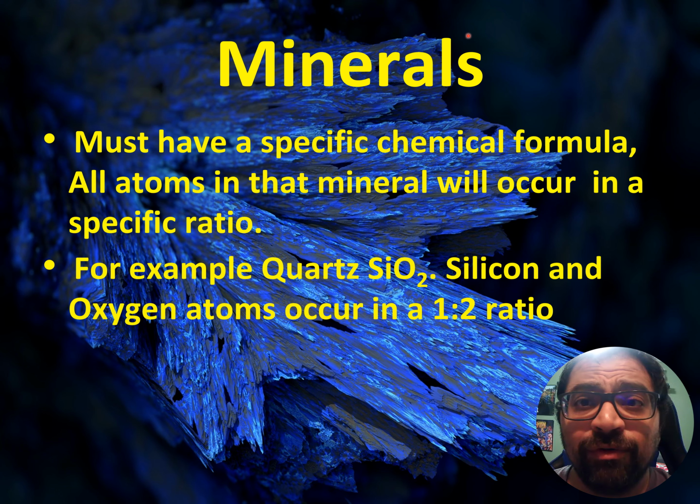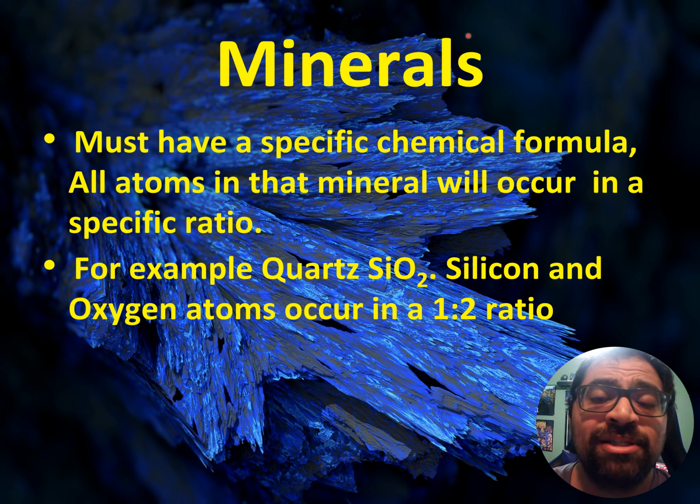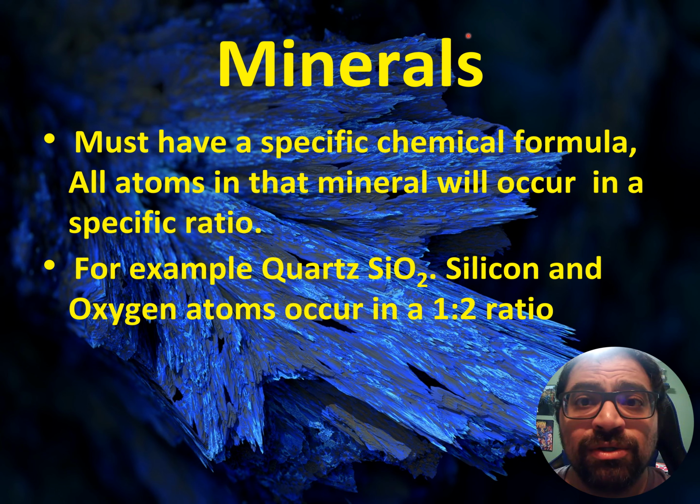Okay, so if you look, for example, at something like quartz, quartz has a basic structure of SiO2. So what does that mean? That means you have silicon and oxygens that occur in a 1 to 2 ratio. Every silicon, for example, is connected to 2 oxygens. So you'll have this pattern happen over and over and over again.